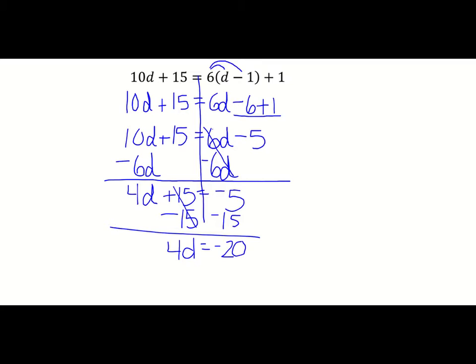Remember, when they're both negative and we're adding, keep it negative and add the numbers. And then divide by 4. So d would equal, 4 goes into 20 5 times, and since it's a negative divided by a positive, it's negative 5. So d equals negative 5.